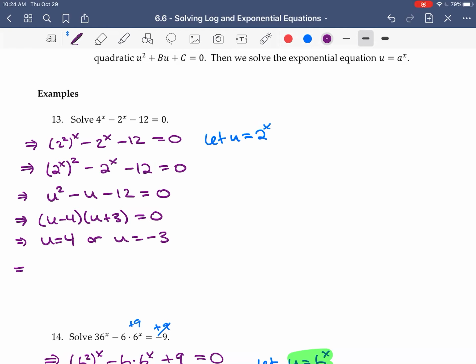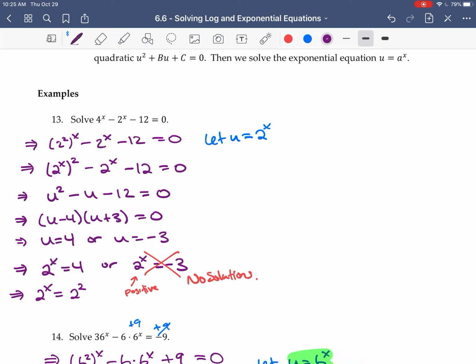Now if I switch back to x's, that actually means 2 to the x is equal to 4, or 2 to the x is equal to minus 3. Okay, now this one, 2 to the x is always positive because it's 2 to some power. So this one obviously has no solutions. It definitely can't be a negative number. Okay, now over here I can actually solve this easily because 4 is 2 squared. So now they're in the same base, so I know that x has to be 2. The exponents have to be equal.